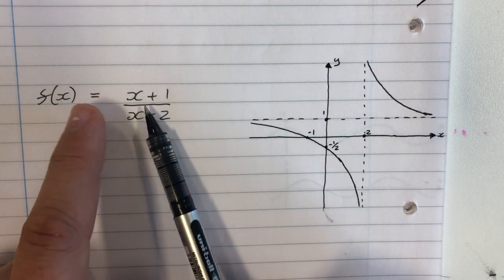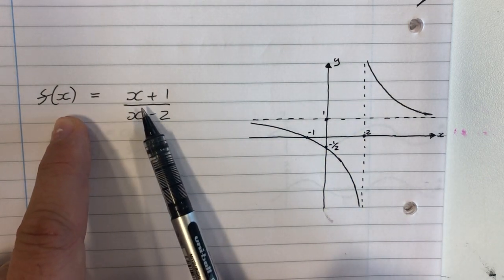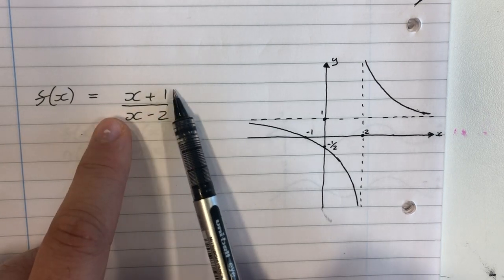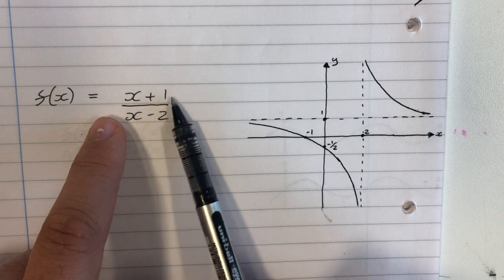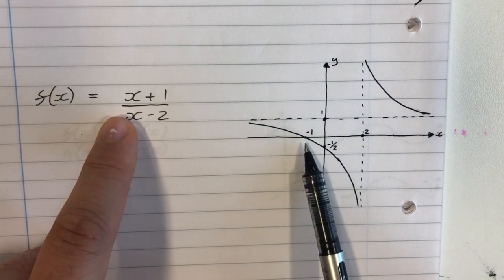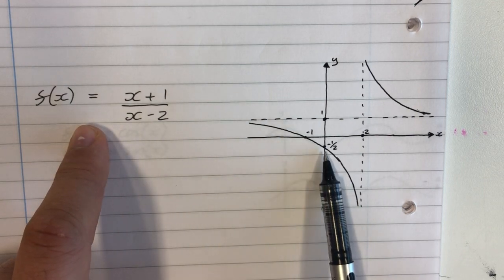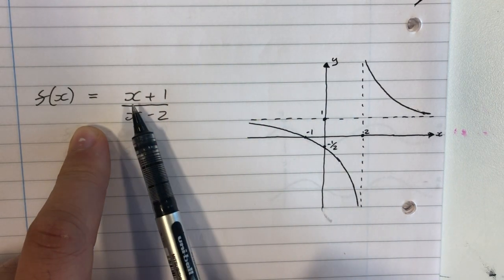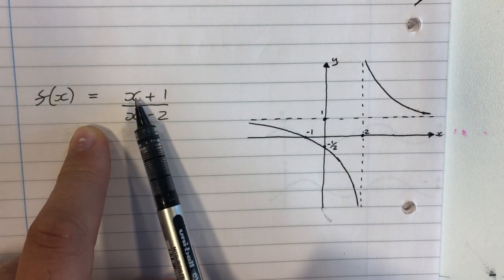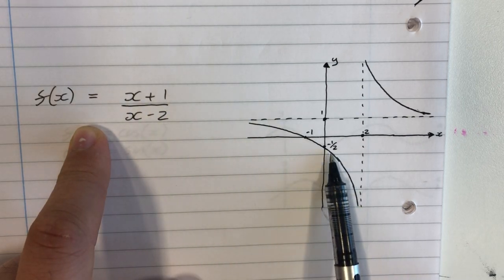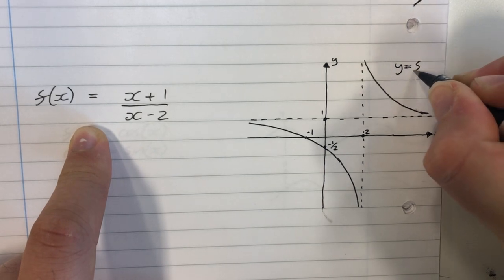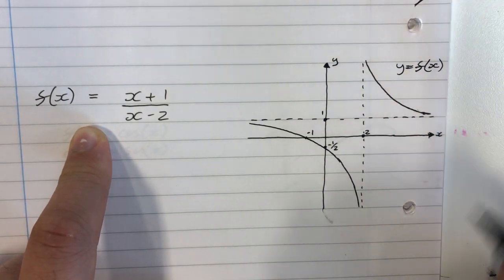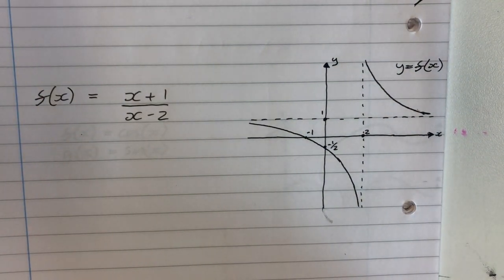It crosses the x-axis when f is 0. That's when the top of the fraction is 0, as long as the bottom isn't 0 as well. Top of the fraction is 0 when x is minus 1. And for the y-axis, we set x to 0. So that's going to be 1 over minus 2, so minus a half. And this is the graph of y equals f of x. Okay, so that's my graph.